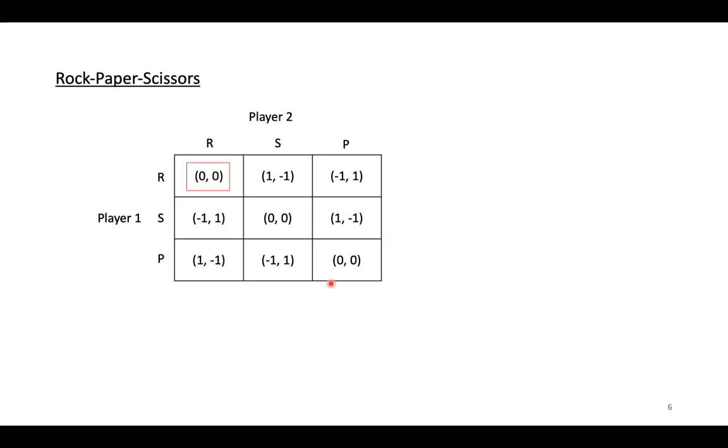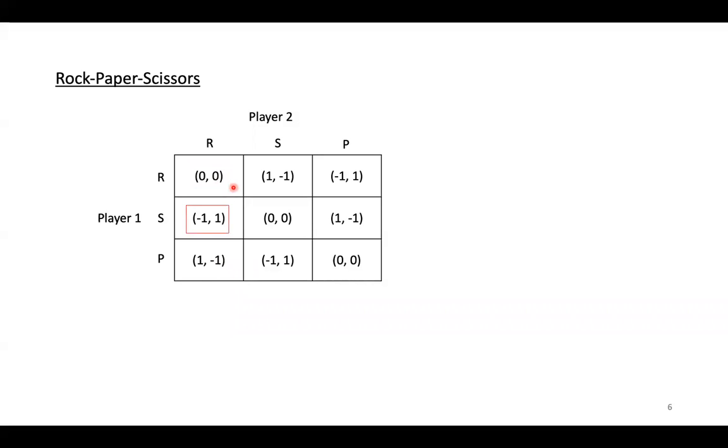Let's consider 0, 0, which is player 1 choosing rock and player 2 also choosing rock. In this situation, if player 2 is choosing rock, player 1 can deviate to paper, obviously, because paper wins over rock. And similarly, player 2 can also move on to paper. It's not that he has to abide by this rock, comma, rock strategy profile, which means player 1 choosing rock and player 2 choosing rock is not a Nash equilibrium.